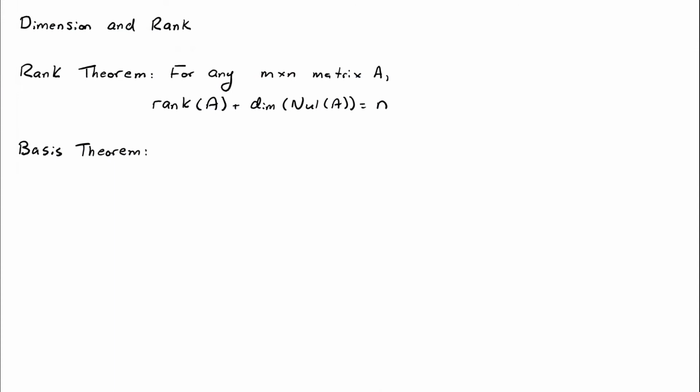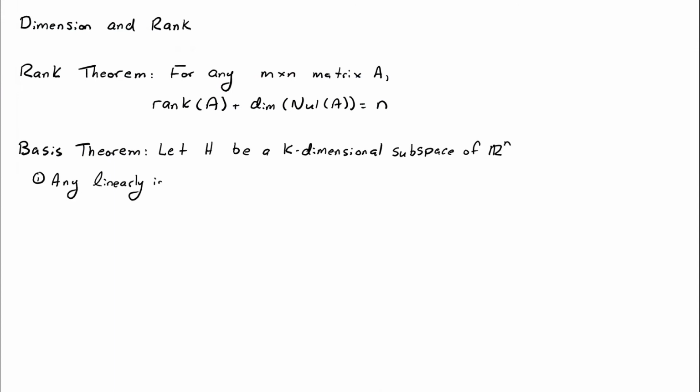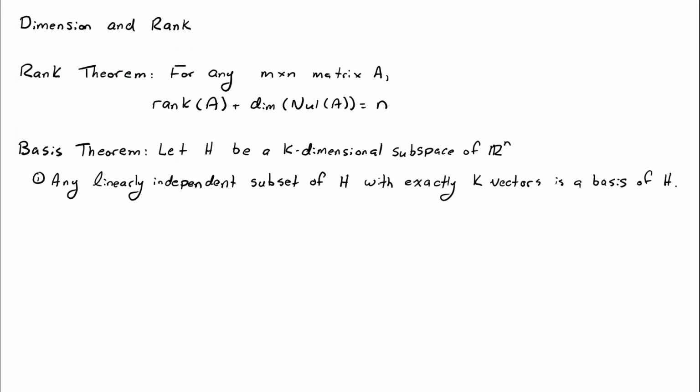The basis theorem says let H be a k-dimensional subspace of Rn. Then 1. Any linearly independent subset of H with exactly k vectors is a basis of H, and 2. Any k vectors that span H are a basis of H. This is a very useful theorem. It links linear independence, span, and dimension together.